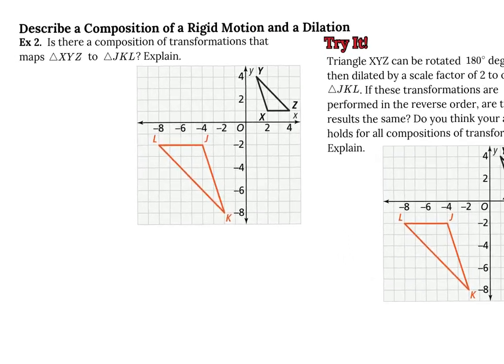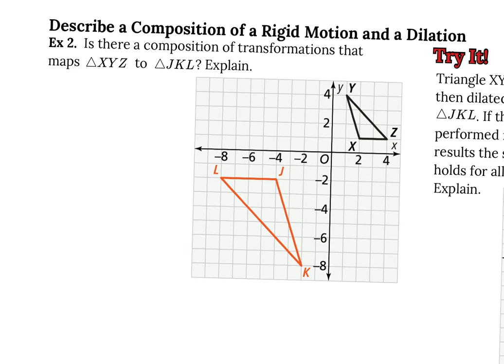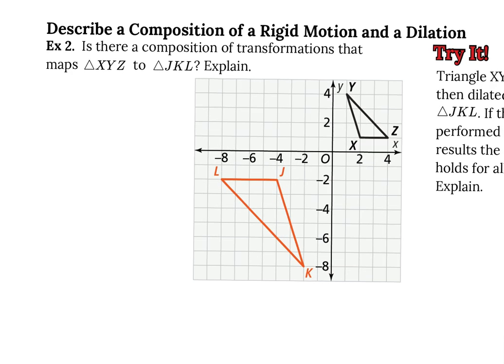Example 2, is there a composition of transformation that maps XYZ to JKL? And then we need to explain. Okay, so we're not looking for just one dilation, one rotation, one transformation. We're looking for a composition of those, so several of those put together. I can already tell that there's more than one thing happening. My pre-image is a lot smaller than my new image. So I know there's going to be a dilation in there to increase the size, to enlarge it.